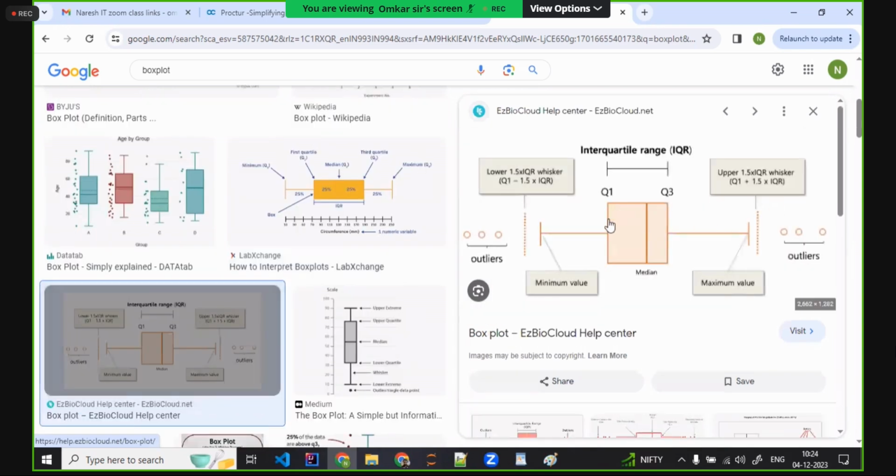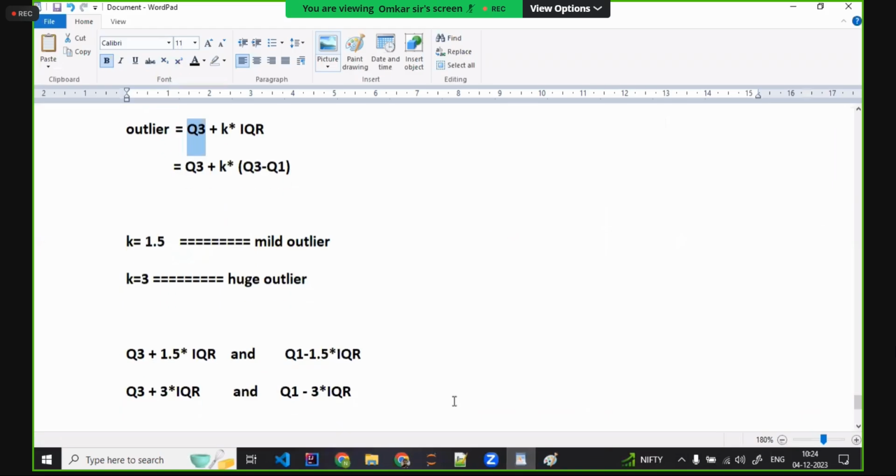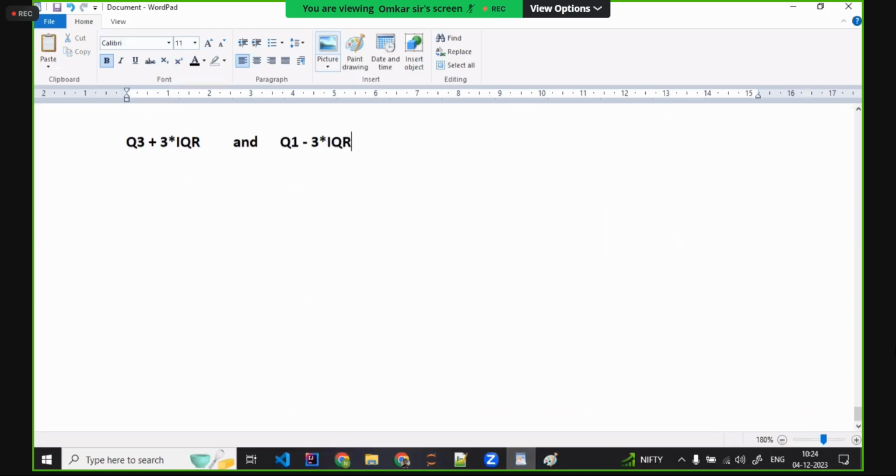So everyone able to write the box plot story? Easy? Outlier analysis? Yeah. Can you please confirm in the chat, everyone? Everyone able to explain outlier analysis?